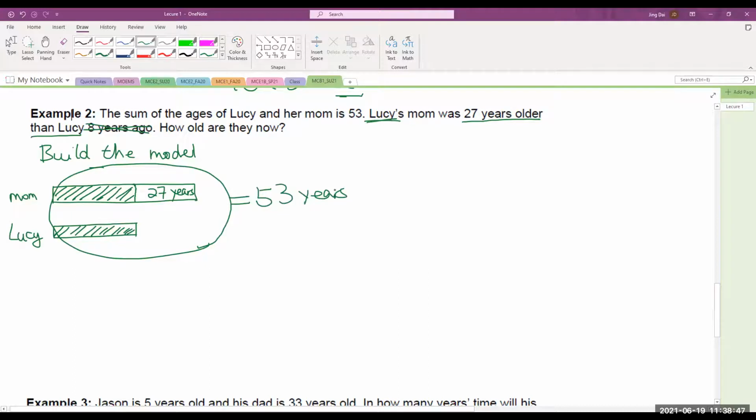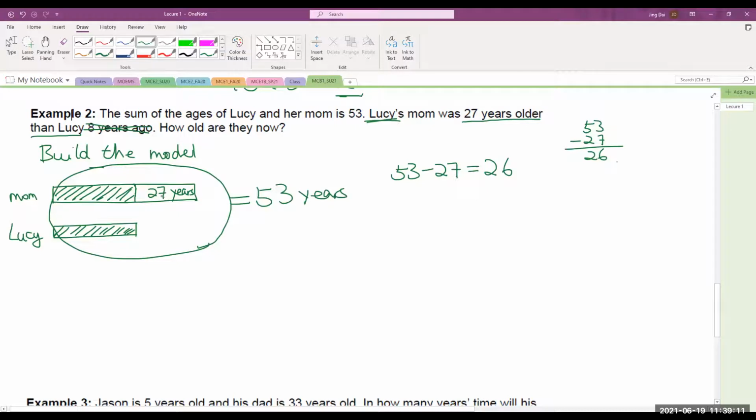Can I explain this? Yeah, Kevin, go ahead. Okay, so since you have 27, we can minus 27 from 53. From 53 minus 27, that would be what? 26, right, guys? Okay, and then half of 26 is 13.